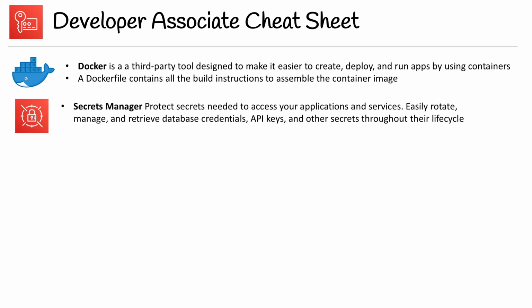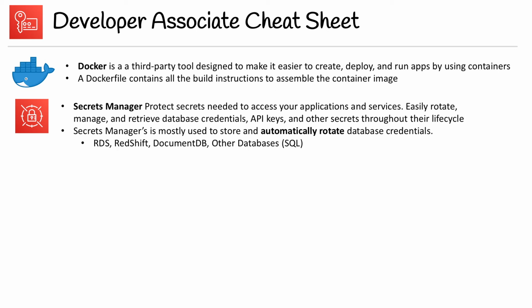Then you have Secrets Manager, to protect secrets needed to access your applications and services. Easily rotate, that's the key word there, rotate, manage and retrieve database credentials, API keys, and secrets throughout their life cycle. Secrets Manager is mostly used to store and automatically rotate database credentials. So we're looking at RDS, Redshift, DocumentDB, and other databases, but they've got to be SQL compatible. And then it can also store key-value pairs.